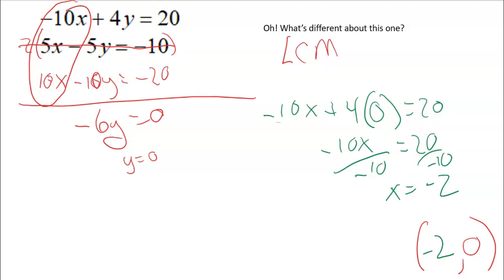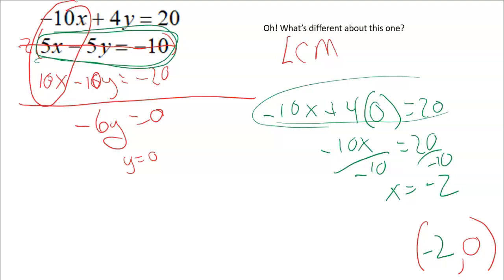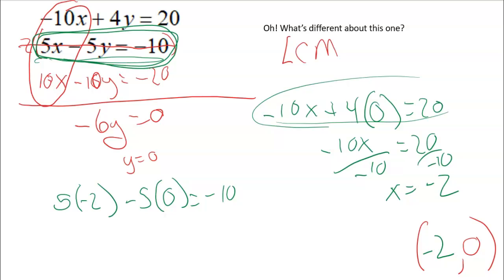Right? Okay, now I put it in the top equation, so I'm going to check it in the second equation, the way that it came before I multiplied it by 2. So I'm saying that x is -2 and y is 0. 5 times -2, minus 5 times 0 equals -10, right? Is that what this equation says? 5 times -2 is -10. 5 times 0 is 0. -10 equals -10. Yep, we got that one right. Woohoo!